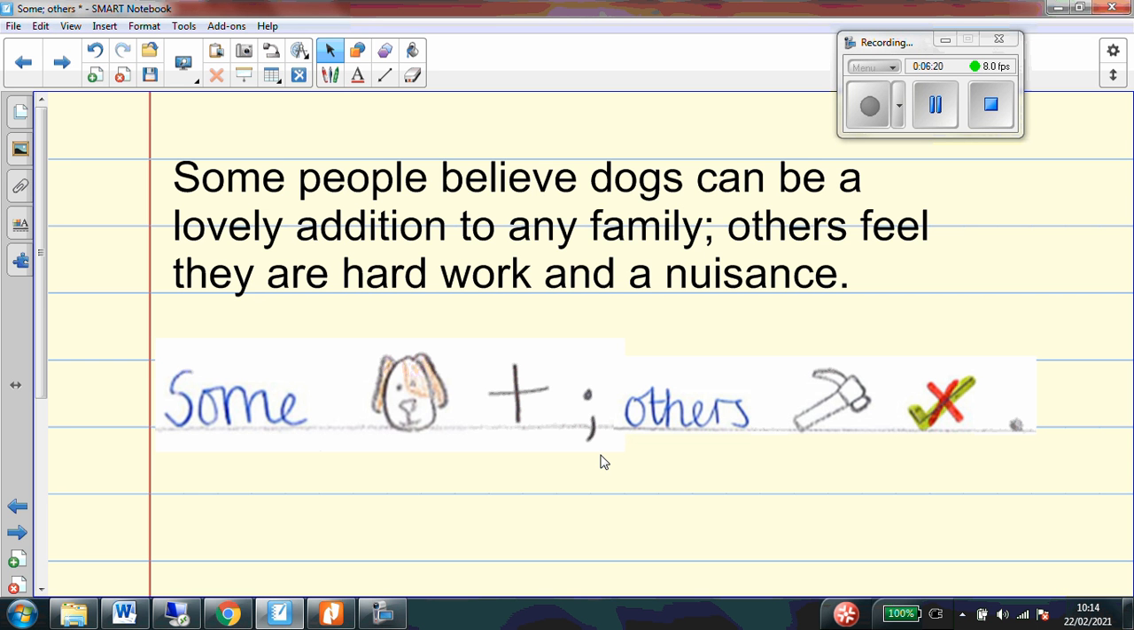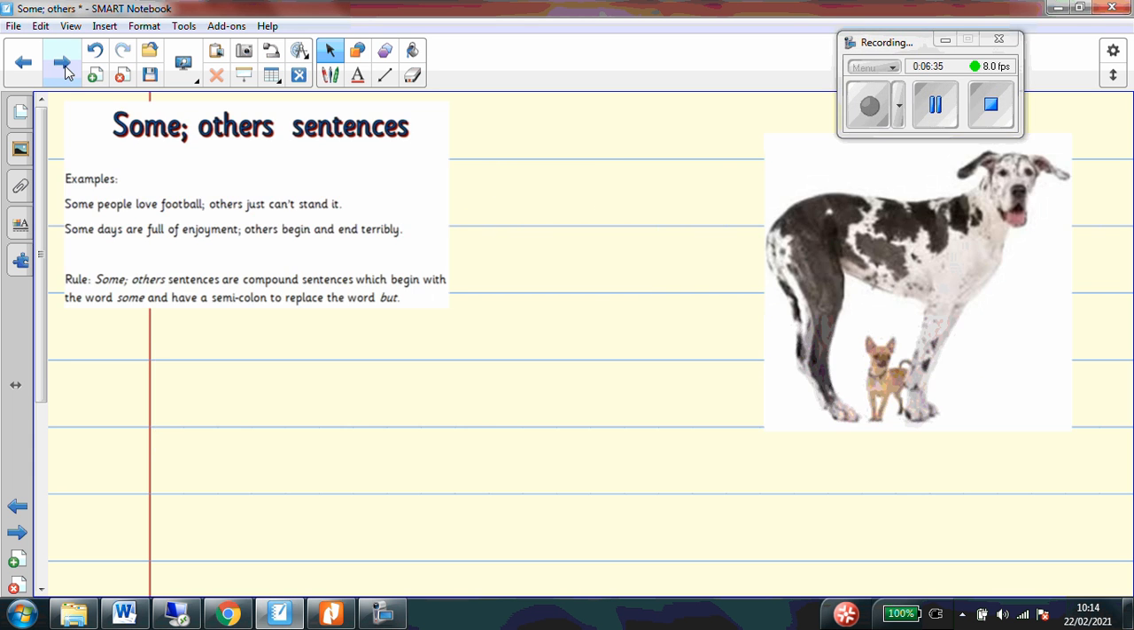Some people believe dogs can be a lovely addition to any family. Others feel they are hard work and a nuisance. So I had one point of view, and then I gave the other point of view. Today, we are going to have a go at writing some of our own some others sentences about dogs.